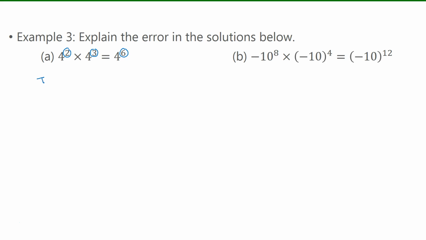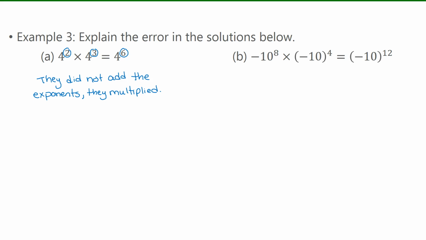So we can just say that they did not add the exponents. They multiplied. So the correct answer, in fact, should be 4 to the power of 5.